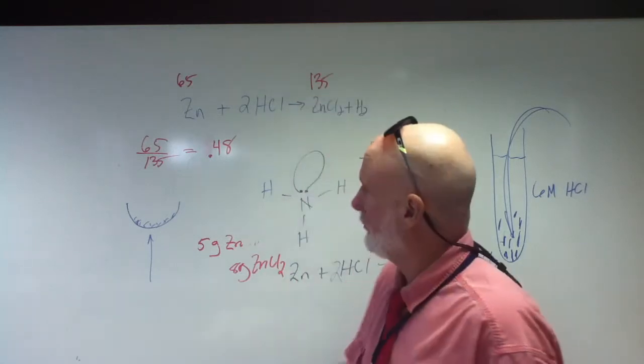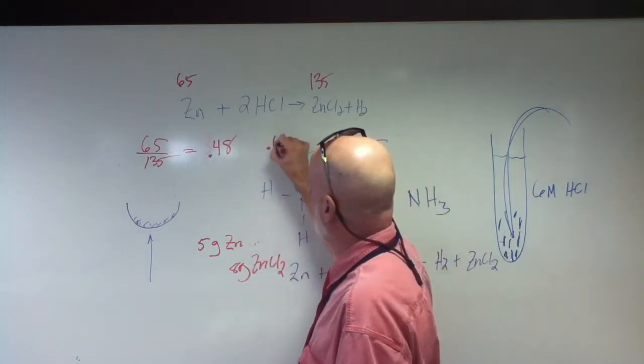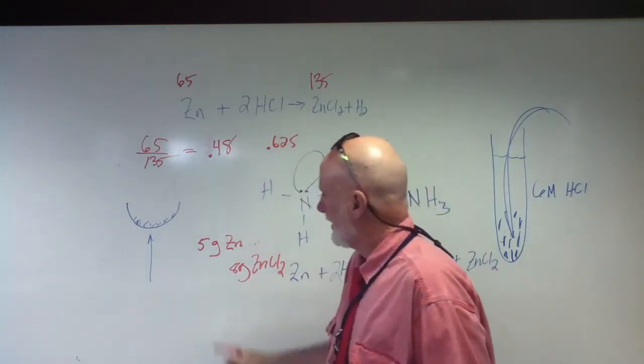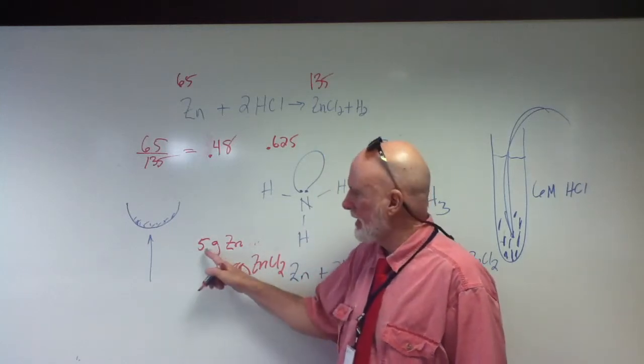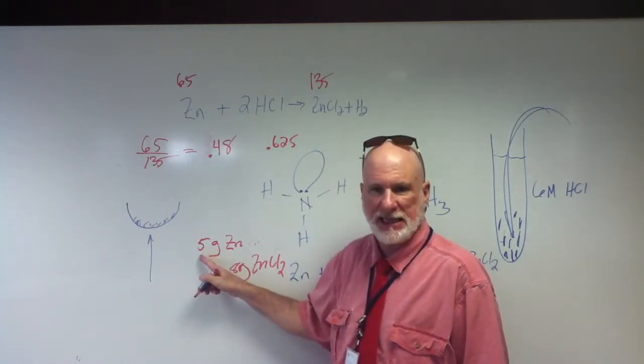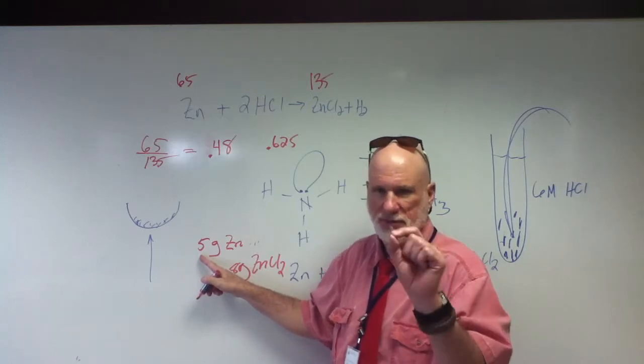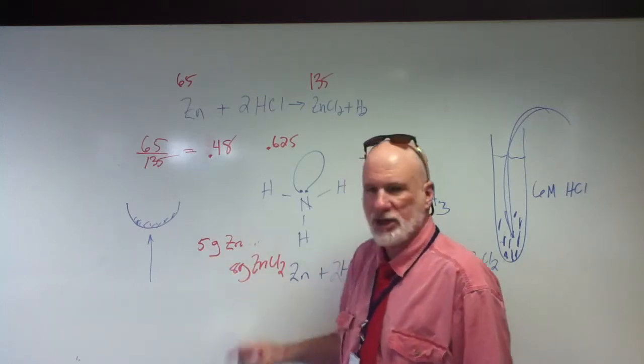0.625. So instead of getting 0.48, I got 0.625, right? If I put in 5, how much should I have gotten? If I used 5 grams of zinc, how much zinc chloride should I have gotten?